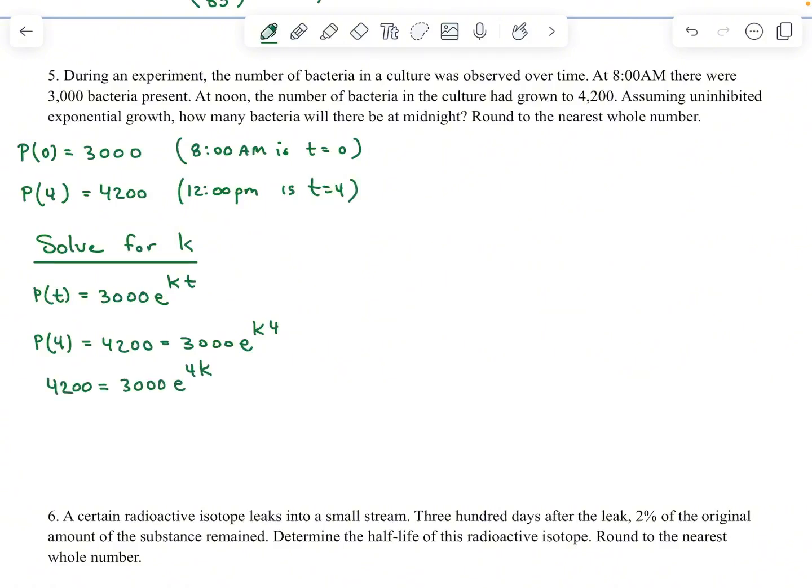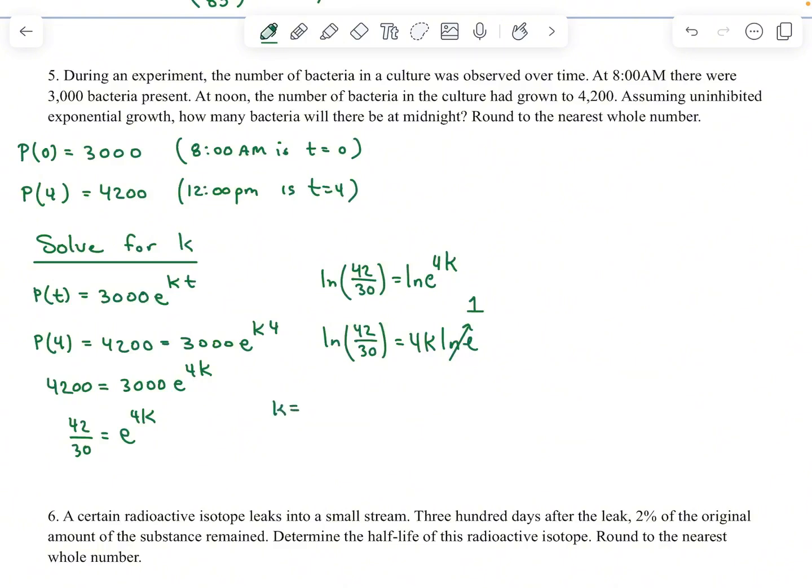To solve for k, I'm going to start by dividing both sides by 3,000. Next, I'm going to apply the logarithmic property of equality. Next, applying the power rule, I'm going to convert the exponent to a factor. We know that the natural log of e is equal to 1, so we have k is equal to the natural log of 42 divided by 30, all divided by 4.